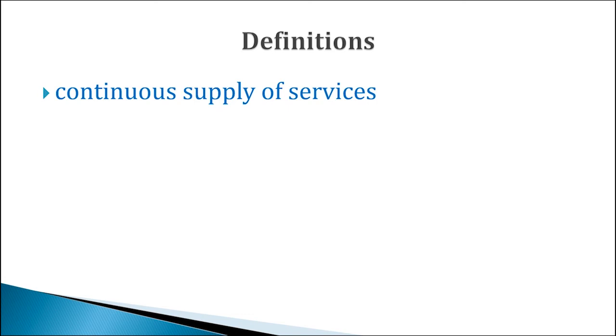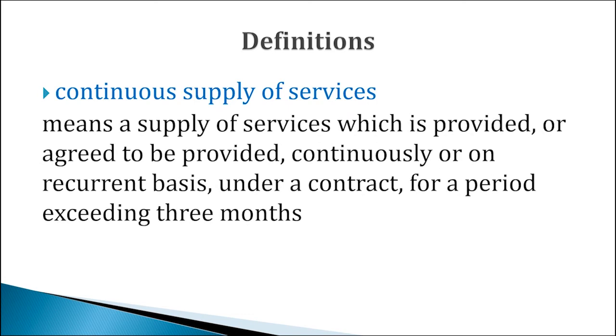And continuous supply of services is supply of services which is provided or agreed to be provided continuously or on a recurrent basis under a contract for a period exceeding 3 months. So here we have a particular time limit, that is for a period exceeding 3 months. So for services which exceed 3 months, it is a continuous supply of services. This also can be your difference between question, continuous supply of goods and continuous supply of services.